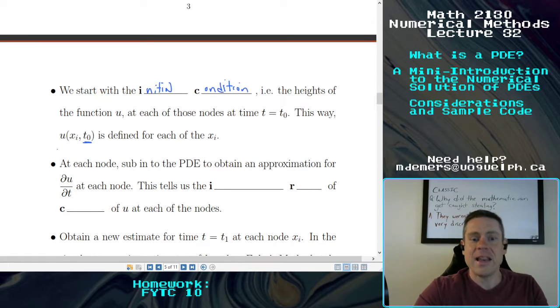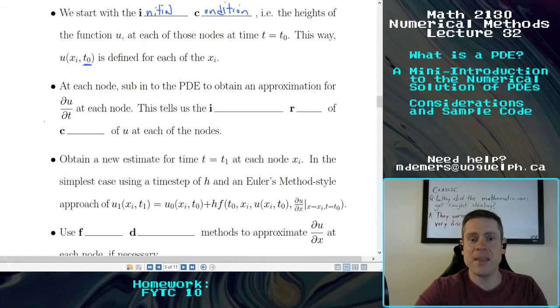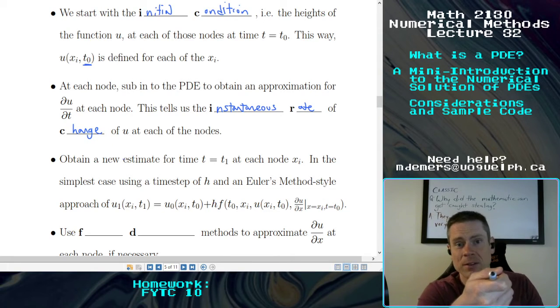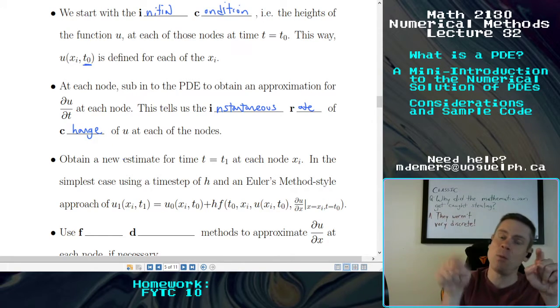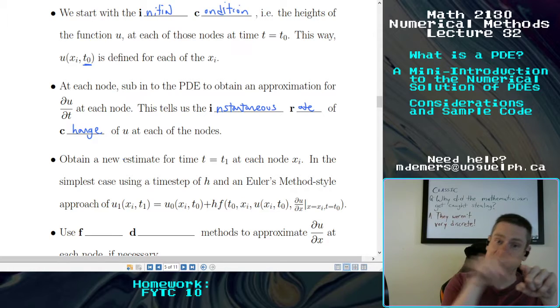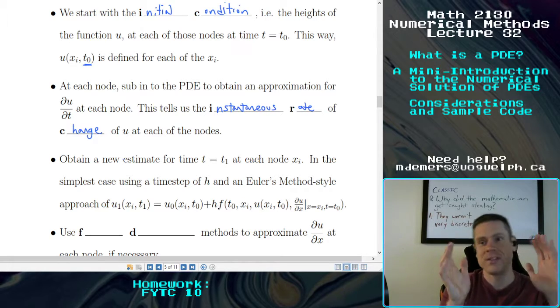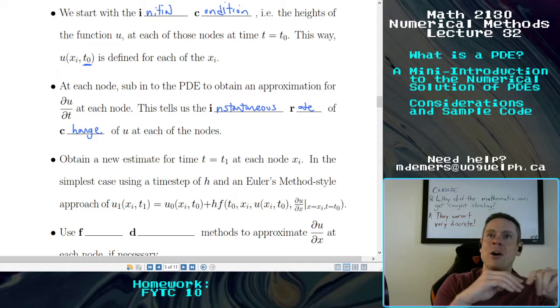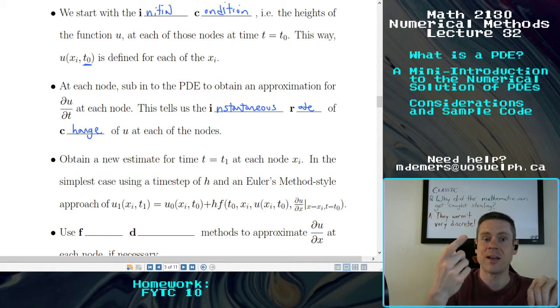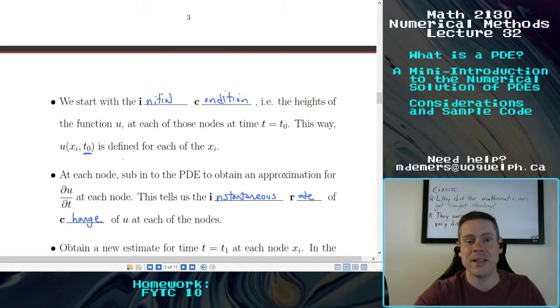Okay, at each node, sub into the PDE to obtain an approximation for du dt at each node. This tells us the instantaneous rate of change of u at each of the nodes. Compare Euler's method: we would take the f of t and y and sub in the current values of t and y to figure out what the tangent slope is. How much should our estimate increase at the next time step? That's exactly the same thing that's happening here.